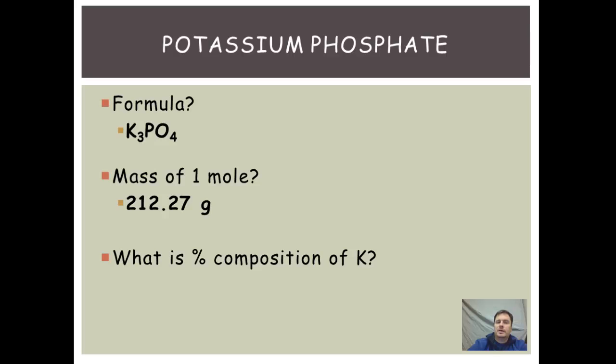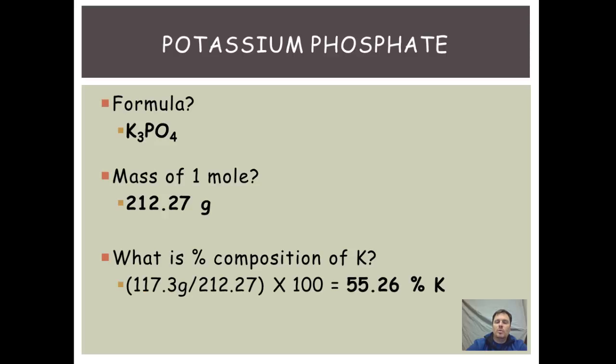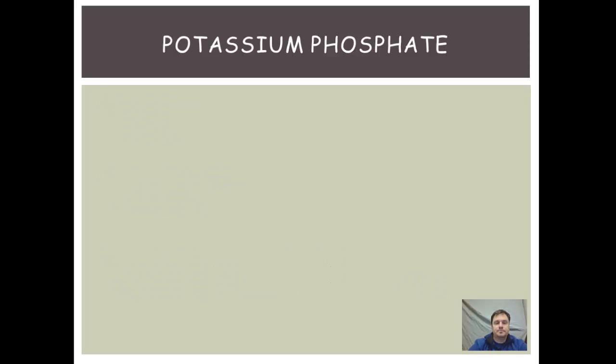Okay, what's the percent now of potassium? Well, we're going to take 3 potassiums divided by 212.27 grams times 100, and what we get is 55.26 percent of it is potassium. It doesn't matter if I have 1 gram, 1,000 grams, 10,000 grams, a billion grams. It's always going to be 55.26% potassium for potassium phosphate.